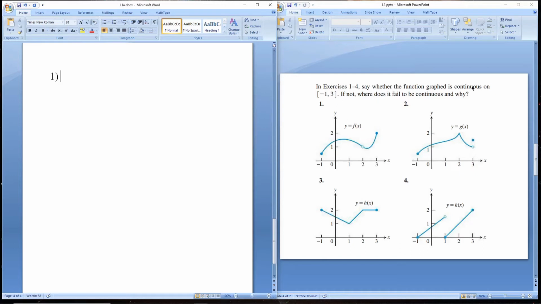So number 1, is the function graph continuous on the entire interval? No. If not, where does it fail? It fails at 2. Because there's our hole. And why? Well, this was property 1. The function does not exist.